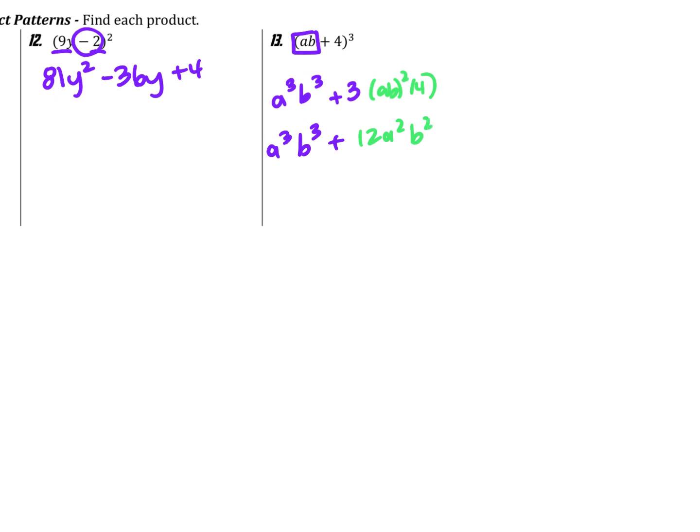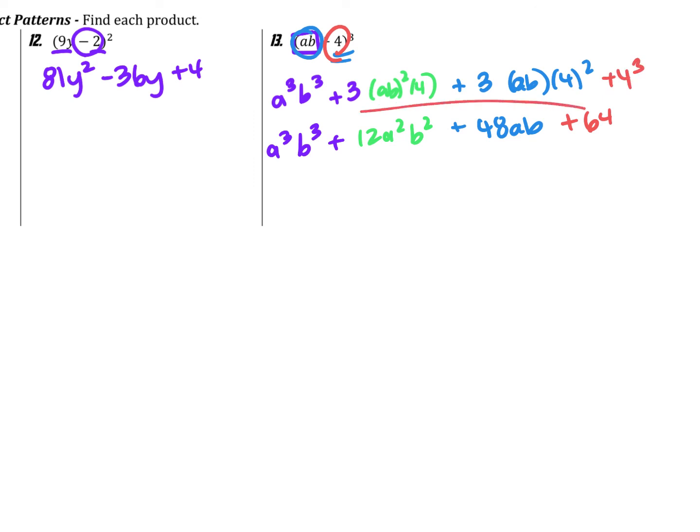The third term is going to be what I get if I multiply 3 by this term to the first power by this term squared. That's going to be 4 squared is 16 times 3 is 48, so 48ab. And then my last term is going to be if I just cube this last term, 4 to the third power is going to be 64. So here is my expansion of ab plus 4 quantity cubed.